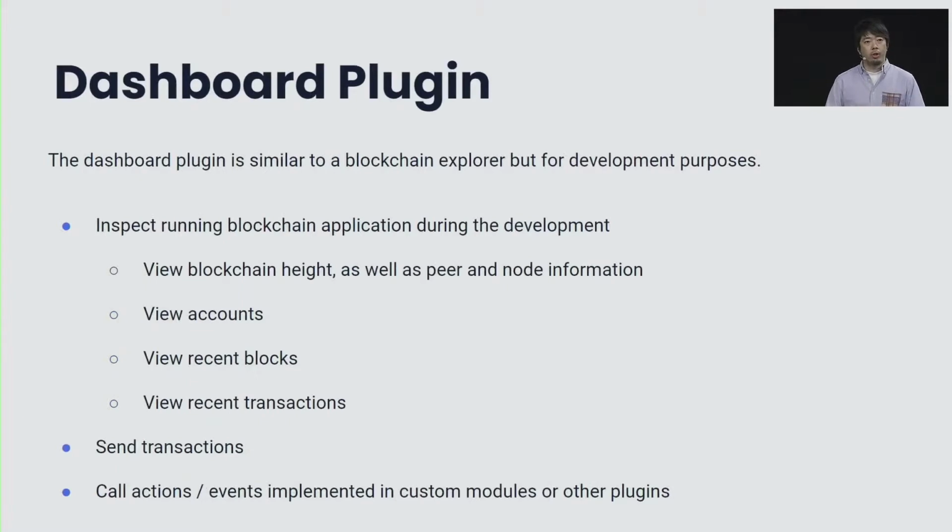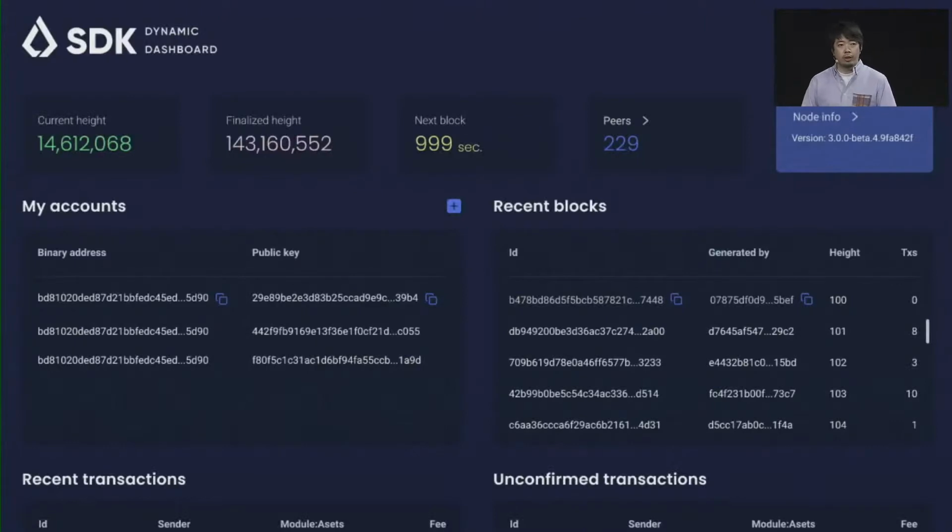Once you create your blockchain application, you want to see what's happening on your blockchain. So we created this dashboard plugin to facilitate the initial phase of the development. You can see the blocks being created. You can create a new account for testing. You can send a transaction using JSON format, or you can call or subscribe to the actions and events you created. The user interface looks like this.